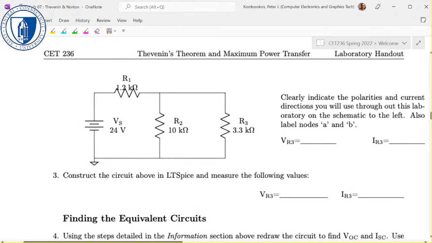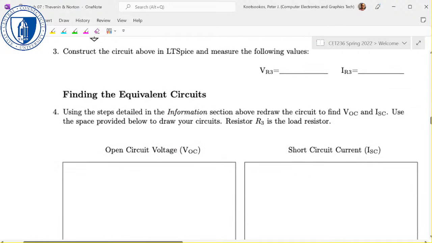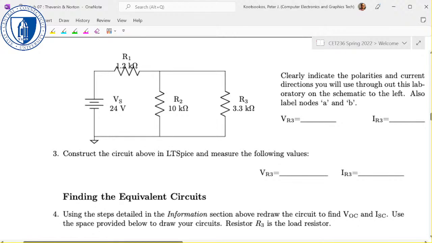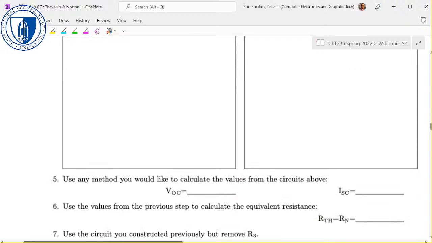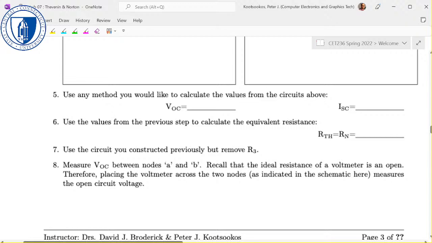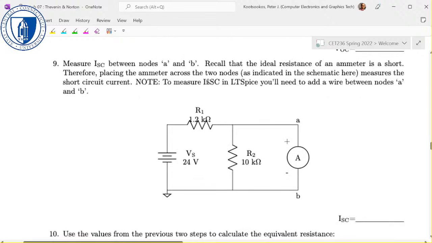Right, so the aim is to put together that circuit and then think about what happens if we think about R3 as the load, right? And we want to change R1, R2 and VS into a Thevenin equivalent circuit. So it's just a voltage source and a series resistor. Because this one's got an independent supply, I'm just asking you to use the open circuit voltage, short circuit current technique. Right, draw the circuits, calculate what they should be, measure what they should be, measure the open circuit voltage, measure the short circuit current.